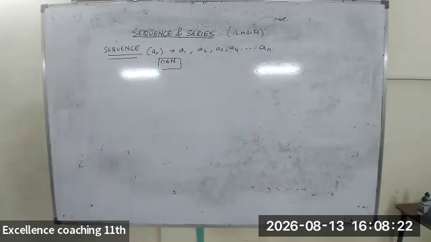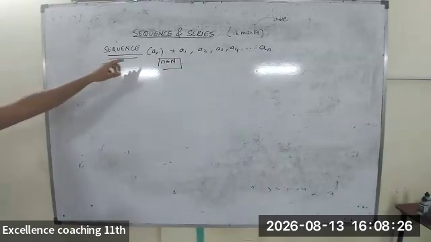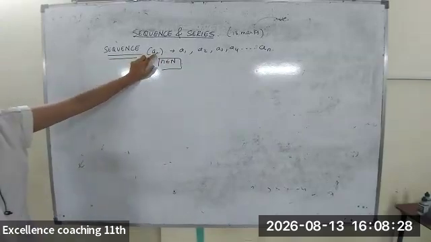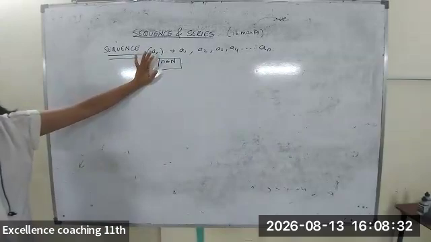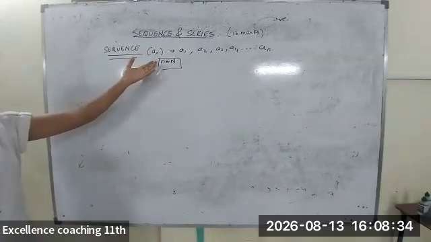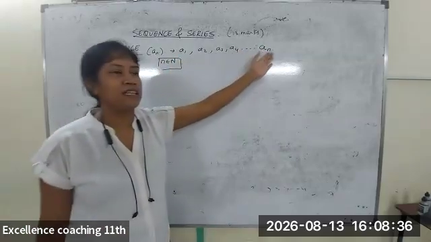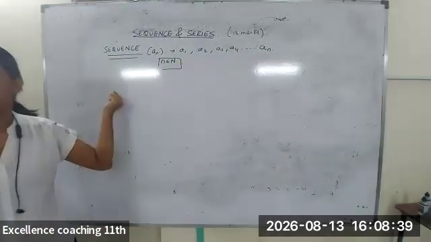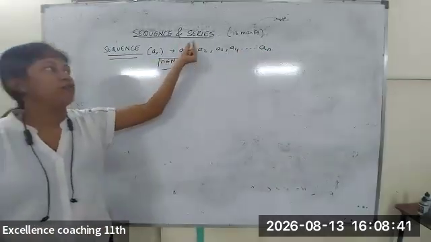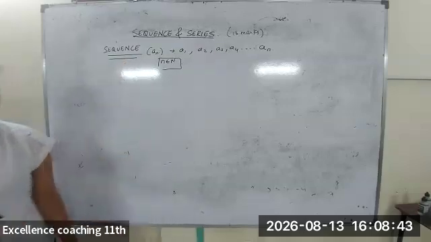A sequence means they will give you some kind of formula in terms of n. What you have to do is start putting the values of n as natural numbers. N always starts from 1, 2, 3, 4, and whatever value you get, when you put them in a line, that is called a sequence. Just put one value after another, so that will be the sequence.